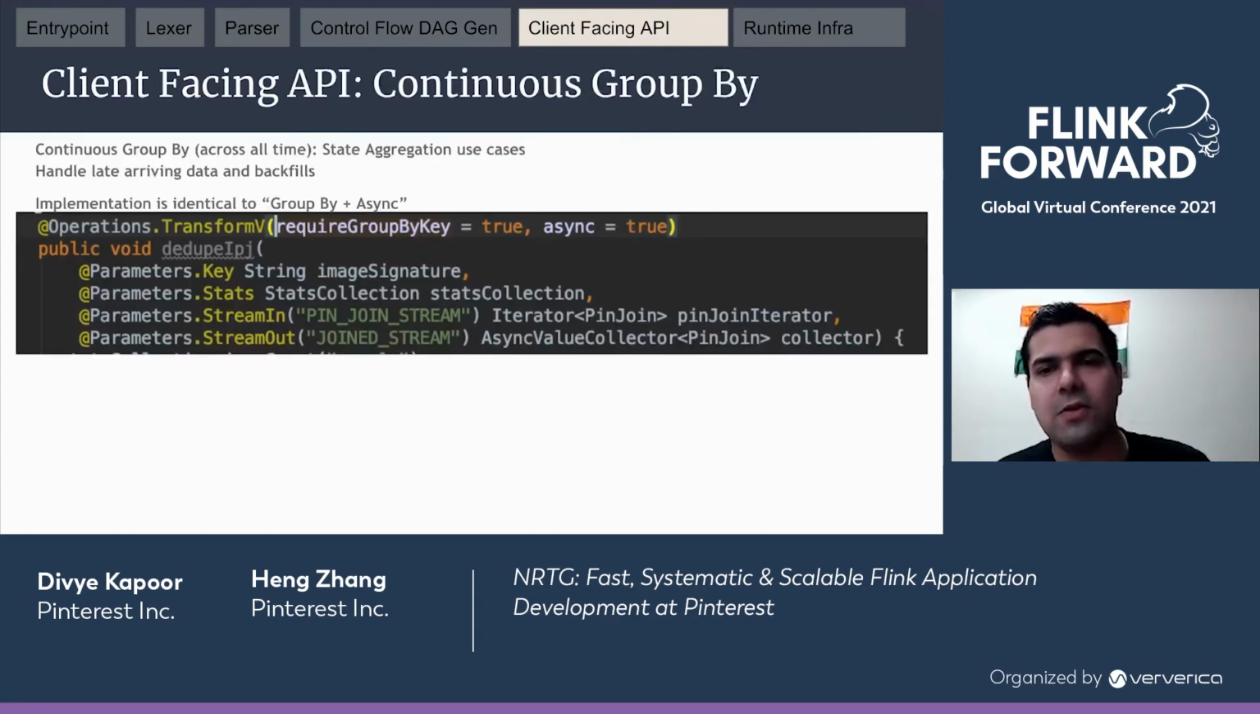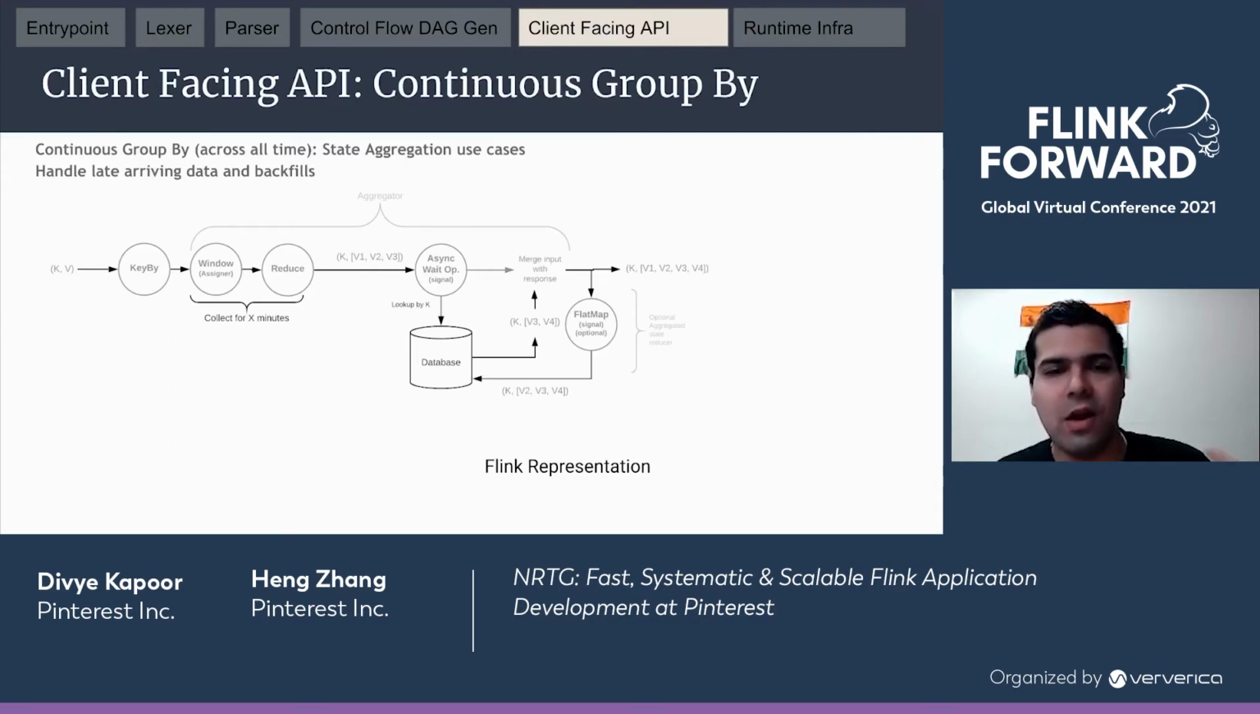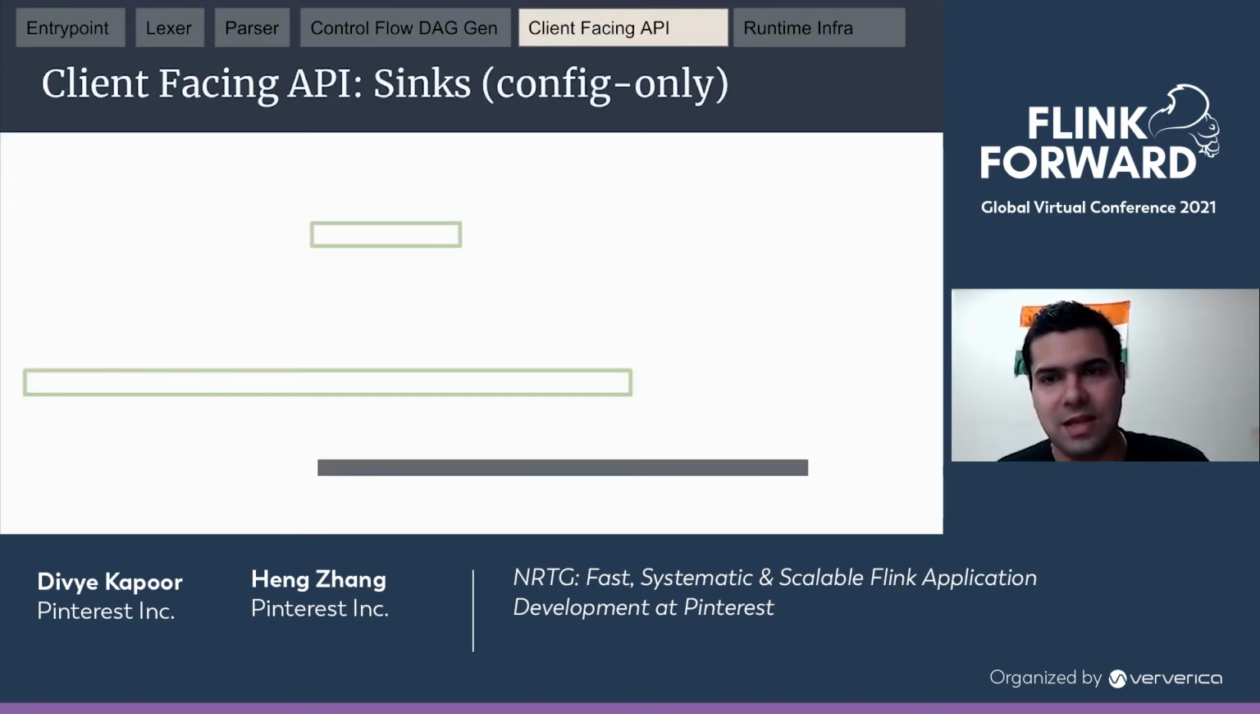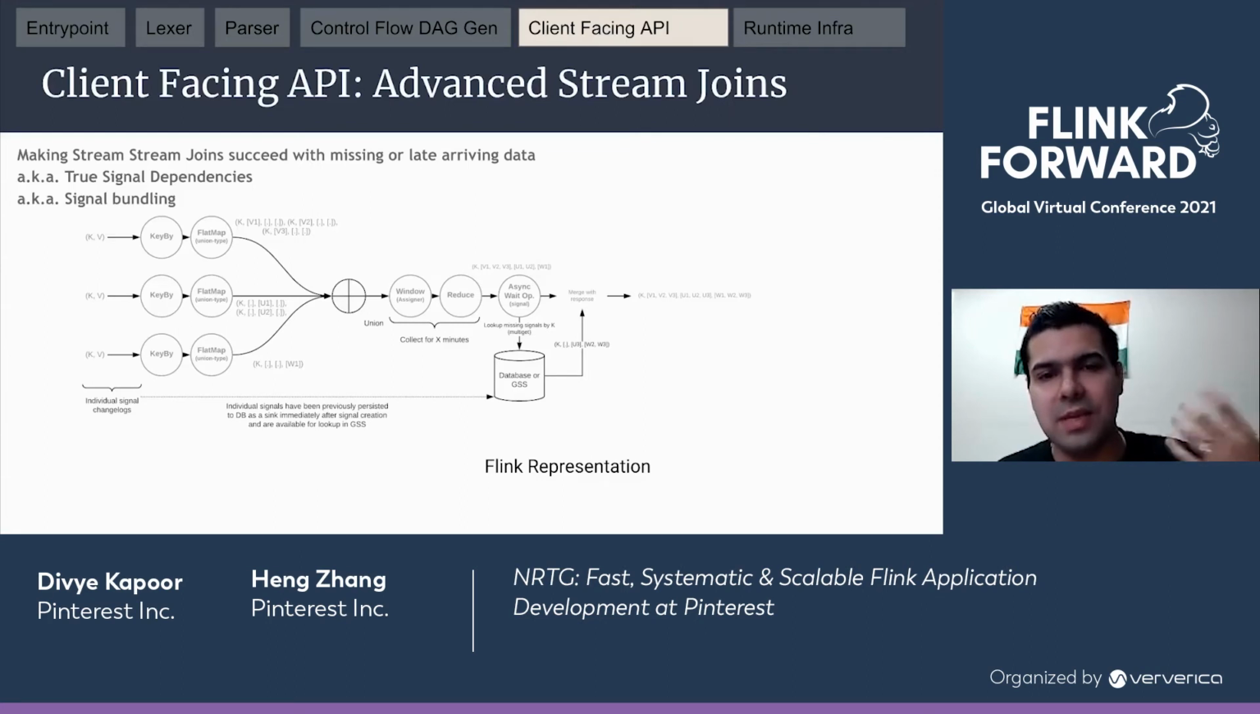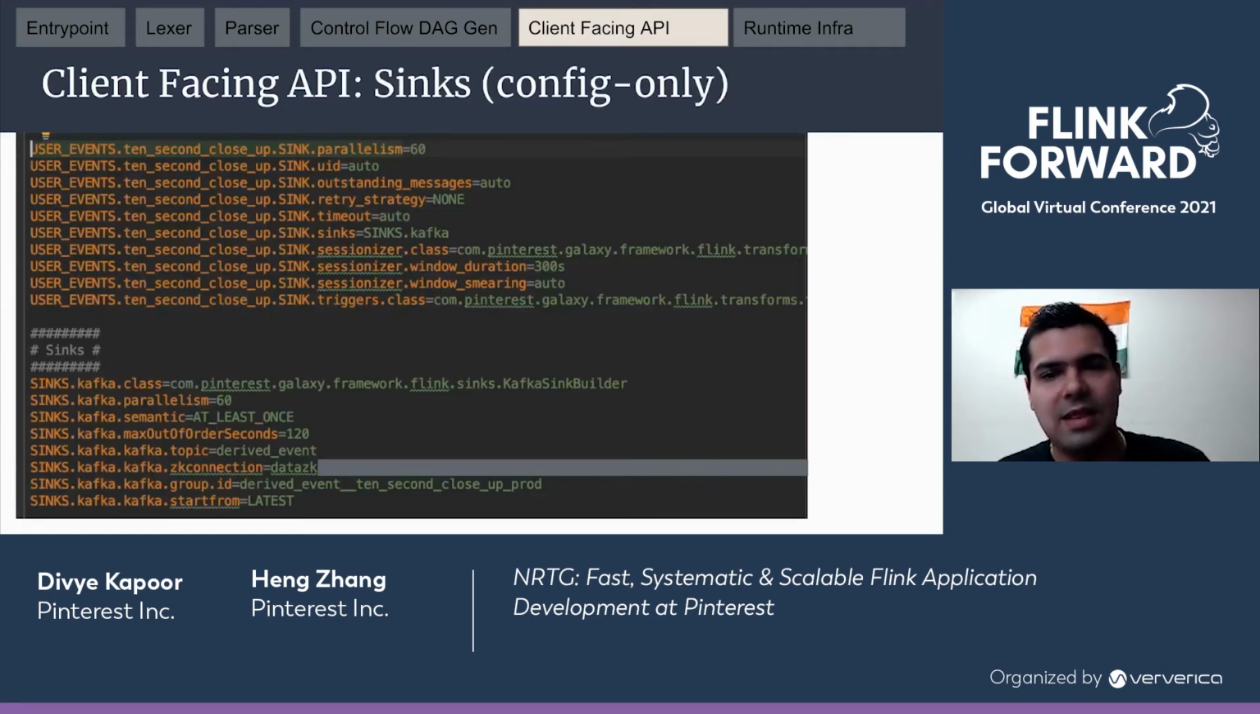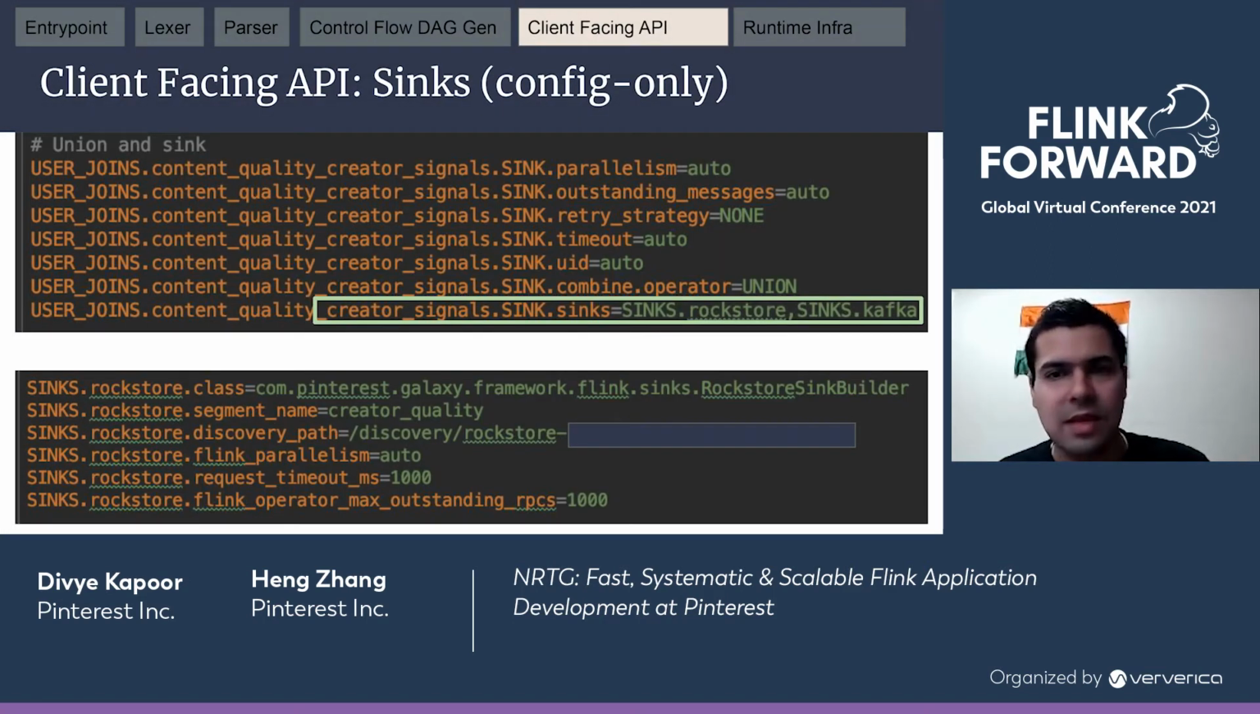We have async transforms, continuous group by cases, which handle a lot of complexity, stream join async cases, advanced stream joins, which handle missing late arriving data. I can't go into the details for all of this, but they're all here. And then you can see there are some client-facing APIs, config issues, things that we work through.